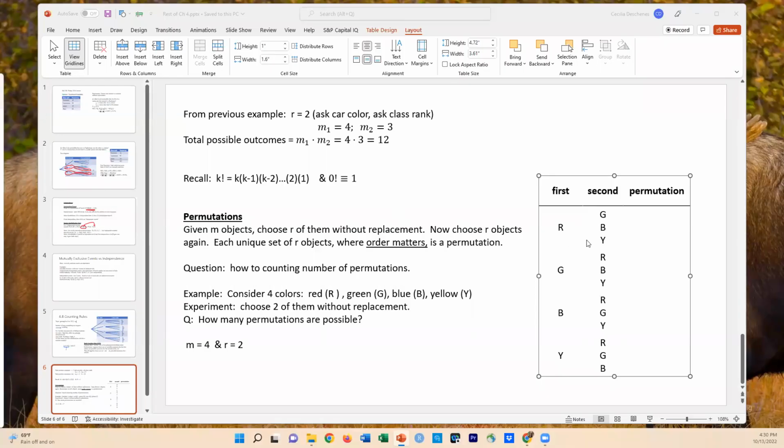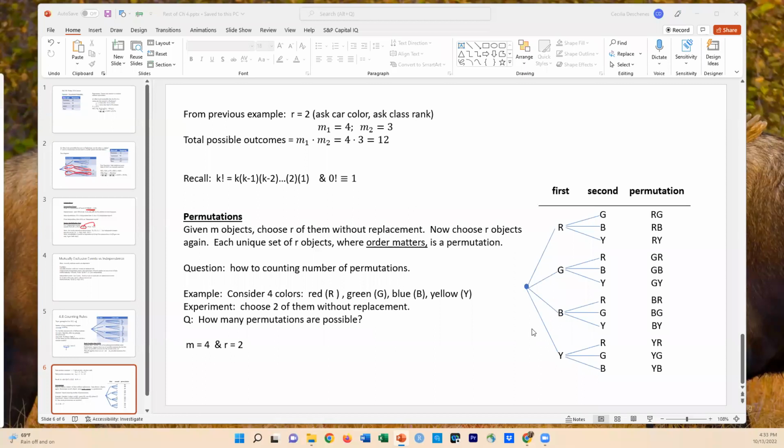So here I've started to put together the tree diagram. So let me continue to do that. Okay, so now I have completed the tree diagram of all the possible ways to pick two colors without replacement from the four colors, red, green, blue, and yellow. So the first color is going to be one of the four, red, green, blue, and yellow. The second color is going to be one of the remaining three colors. And if we just read across and down the branches, we can get all the different permutations. So red, green, red, blue, red, yellow, etc.